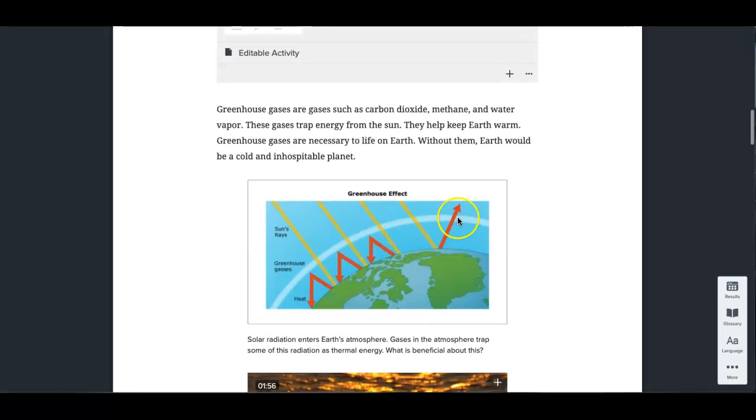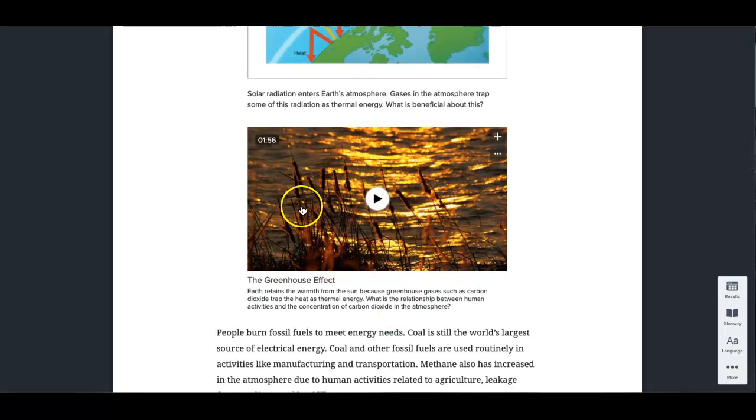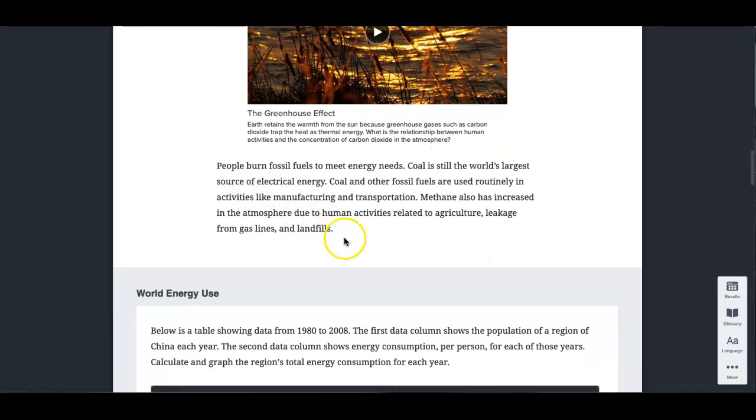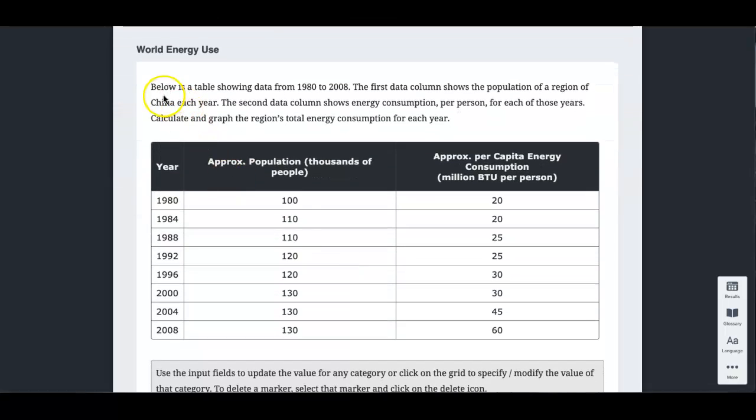But keep reading this. We're going to start learning about greenhouse gases. We'll learn more about them in a later lesson. Please watch this video. It'll give you some important background information on the greenhouse effect. Keep reading this. All right, this is where I want to give you some special instructions. It says below is a table showing data from 1980 to 2008. The first column shows the population of a region of China each year, and it's by thousands of people. So this is really like 100,000 people, 110,000 people.